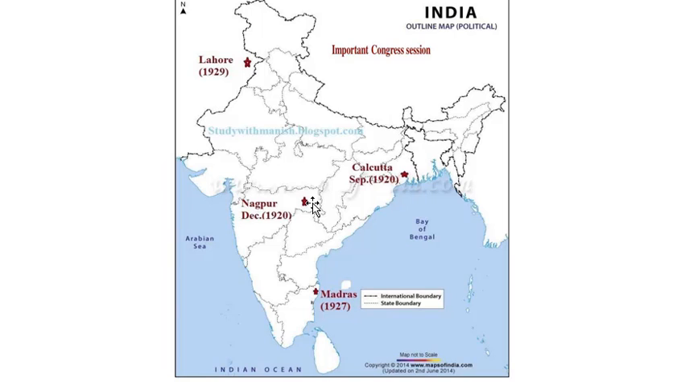So if you get the INC session December 1920, Nagpur, and September 1920 INC or Indian National Congress session, then Calcutta. Then after these three places related to Indian National Congress sessions, you should know one additional thing also.